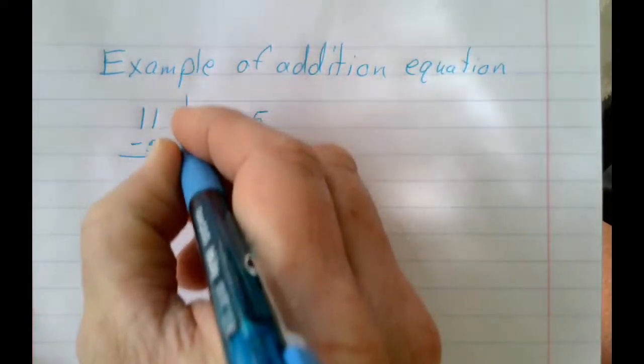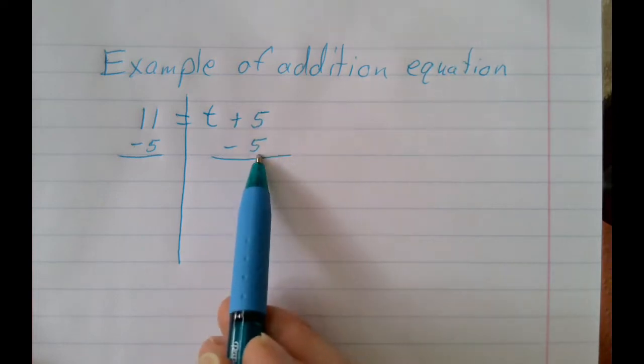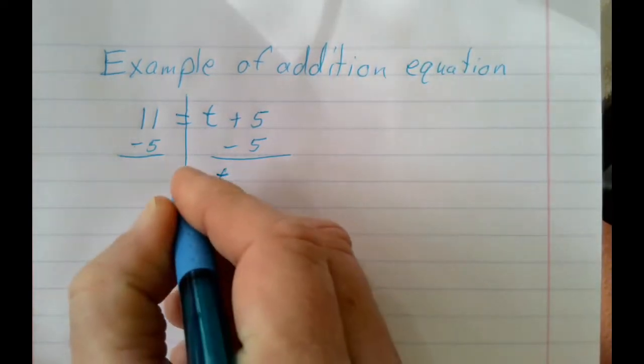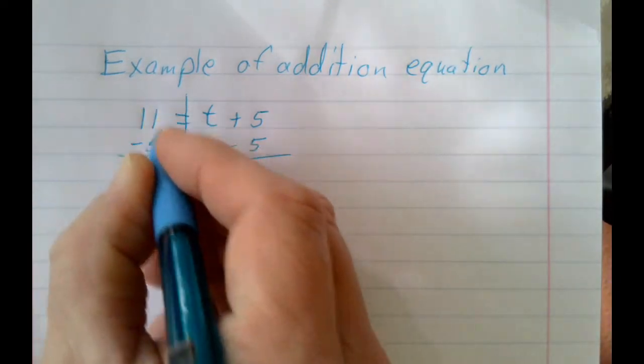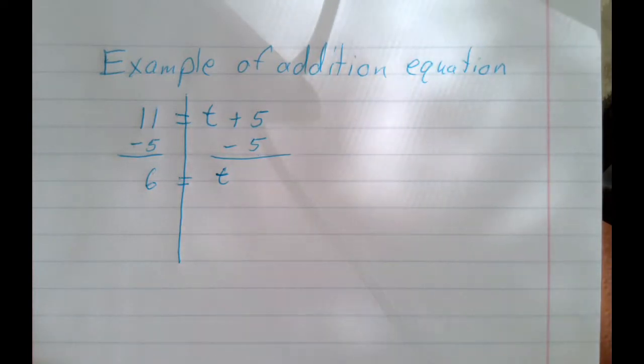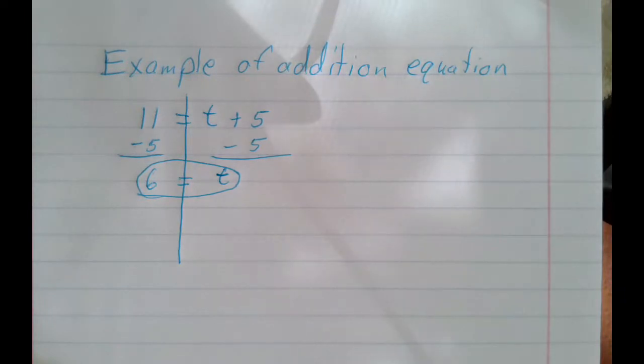Now we're going to show this like I taught you in class. So if we have t plus 5 minus 5, that simply leaves us with t. That was the whole reason we did it, to get t alone. And 11 minus 5 is 6. So 6 equals t, or t equals 6. That is our final answer on that one.